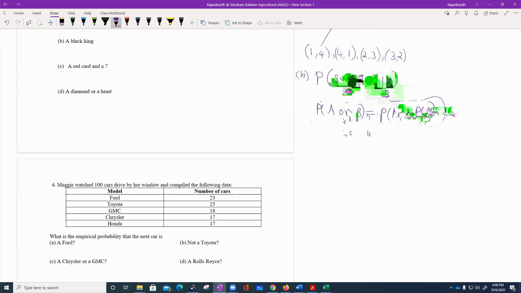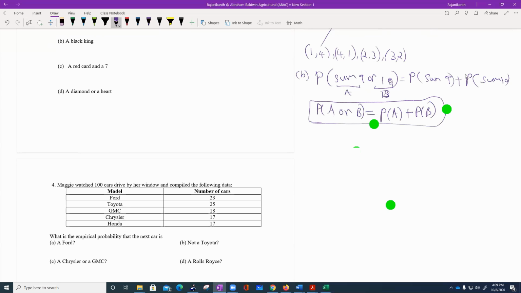Please look at your class note. For mutually exclusive events, probability of A or B is simply probability of A plus probability of B. So if you apply that formula here, getting the probability of a sum of 9 or 10 is simply the probability of getting a sum of 9 plus the probability of getting a sum of 10. Now you need to find these two separately and add them.